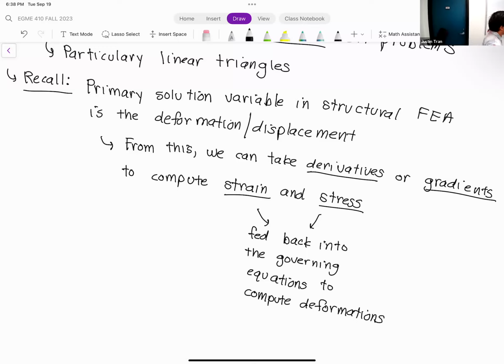Generally, when you solve a static structural simulation, the FEA will solve for the deformations, or its initial guess for the deformations. From that initial guess, it'll compute the stresses and the strains, and then feed those back into the equation to update the deformations. And then it continues with this iterative procedure several times. Okay. The problem with this is that when you compute derivatives or gradients, mathematically what you're doing is computing gradients on the shape functions themselves.